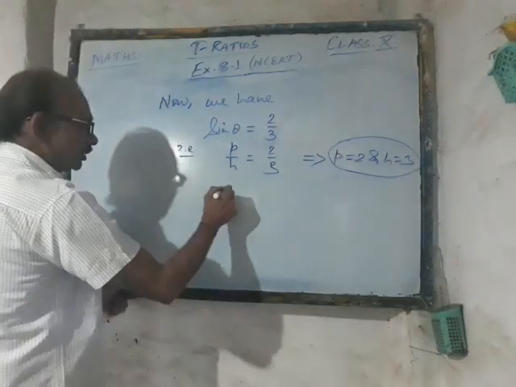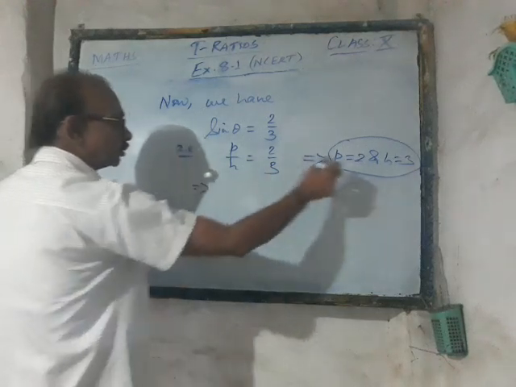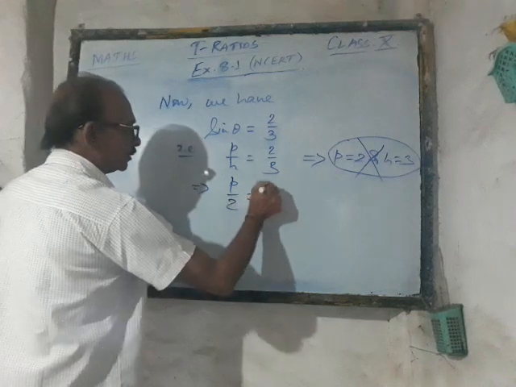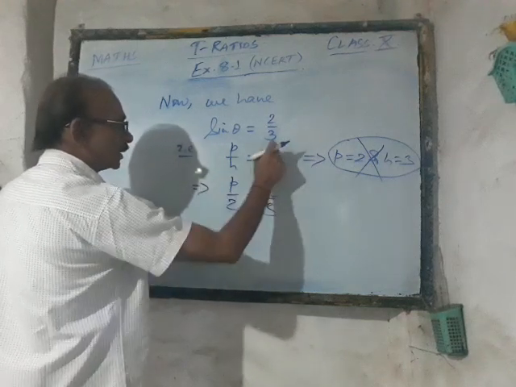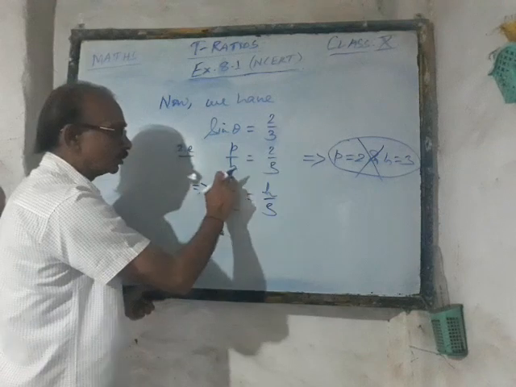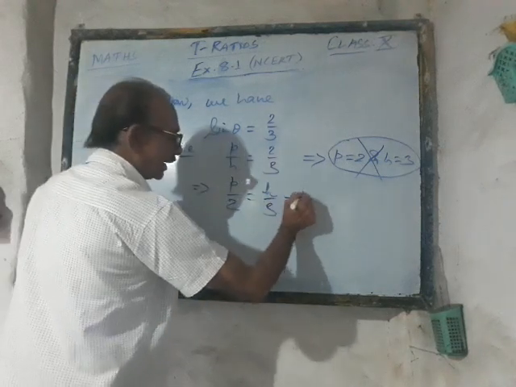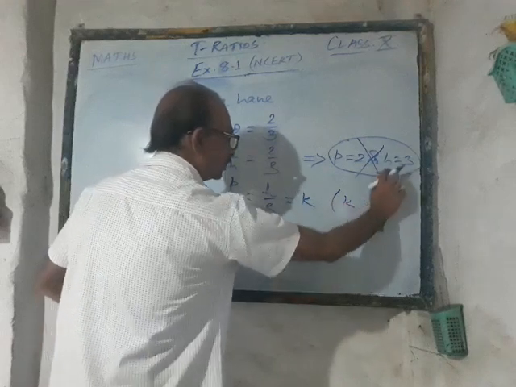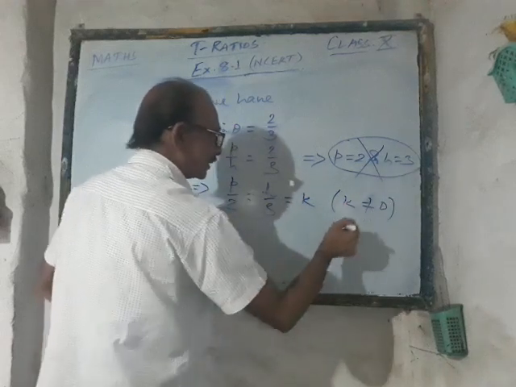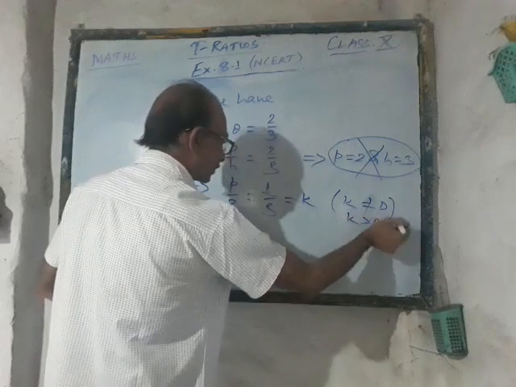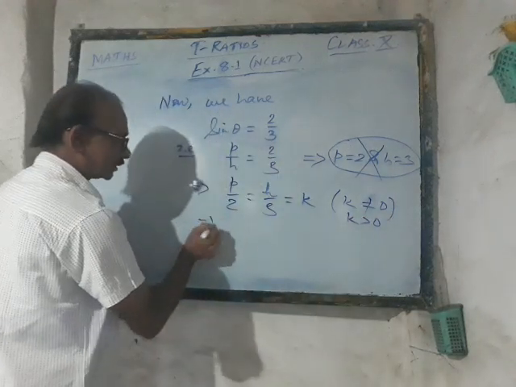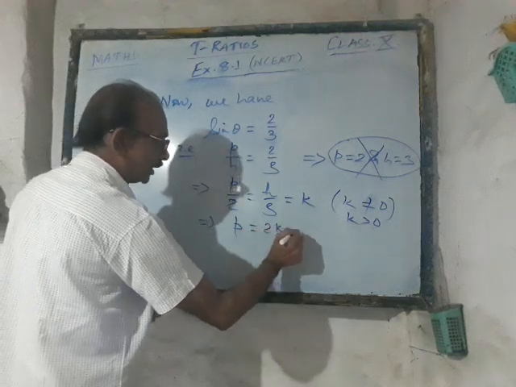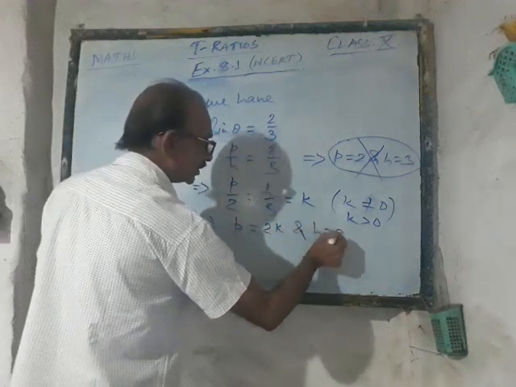As you need to write, this gives you what? You don't have to write like that. You have to write P upon 2 is equal to H upon 3. By cross multiplication, we have written this one, P upon 2 is equal to H upon 3. And if it is equal to K, where K is a real number not equal to 0, and K is greater than 0, suppose. Then, what is that? P is equal to what? From this relation, by cross multiplication, P becomes 2K and H becomes 3K.